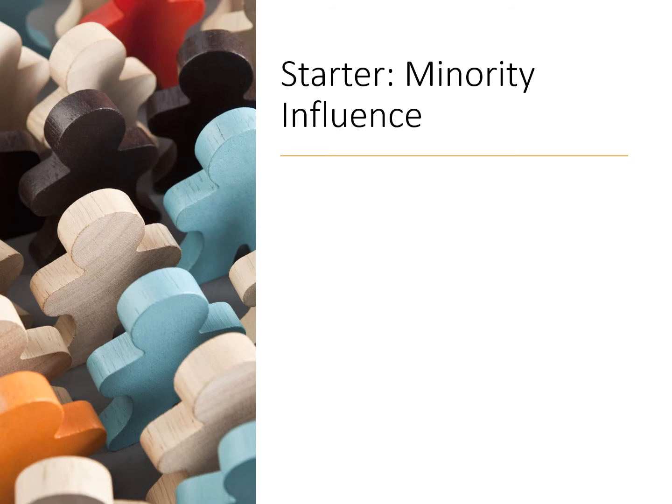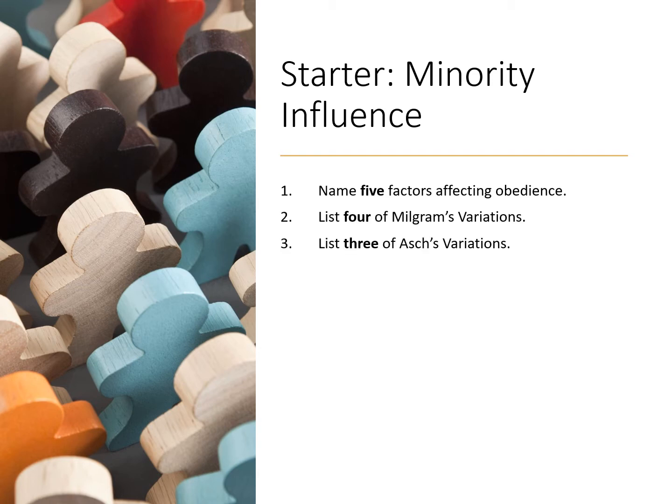So just 4 little questions as a little starter and to remind you of social influence and everything that we've covered so far. So 1 is to name 5 factors affecting obedience. Number 2, I want you to list 4 of Milgram's variations. 3, list 3 of Asch's variations. And 4, name 2 types of conformity. So please try and do this without looking in your textbook or your notes. And then if you absolutely have to, then refer back to check your answer. So pause me now and have a go.